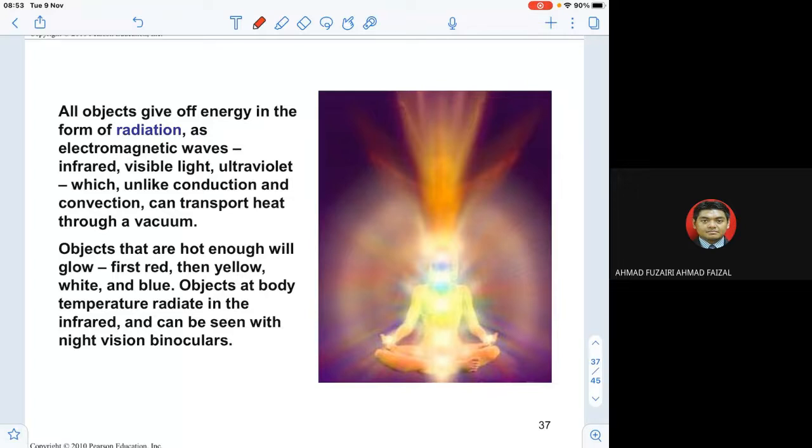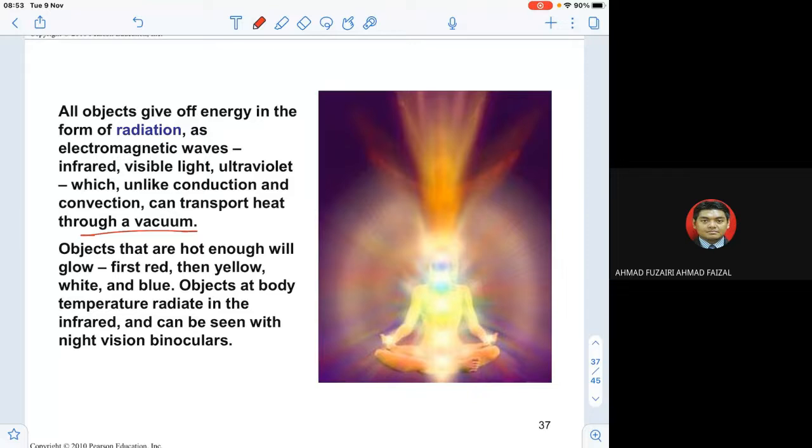Unlike conduction and convection, the heat can be transported through a vacuum. So that's how we can feel the heat that comes from the sun. Although it travels a long way, we can still feel the heat from the sun through the vacuum. That means no contact and no convection replacing the warmer air, but we can still feel the heat. So through the vacuum, the heat can also travel if there is a difference in temperature.